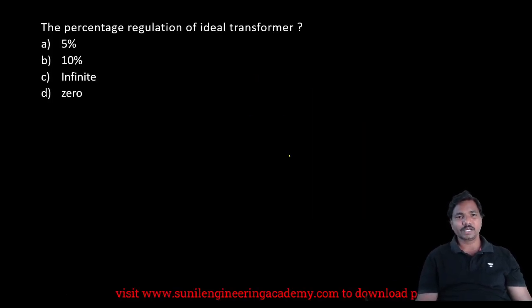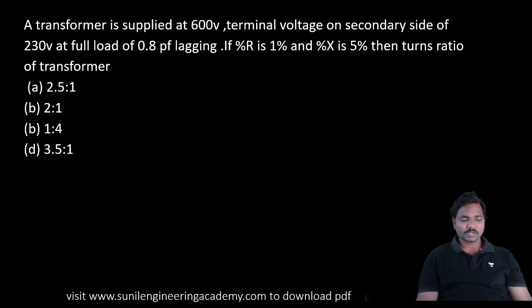Coming to the next question. The percentage regulation of the ideal transformer. In the ideal transformer case, the regulation has to be 0. So we can give the answer as option. A transformer is supplied at 600 volt. Terminal voltage on secondary side is 230 volt at full load and 0.8 power factor lagging. If percentage R is 1%, percentage X is 5%, then what about the turns ratio?